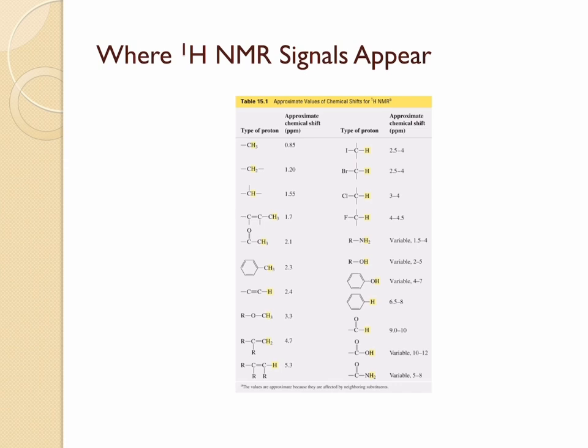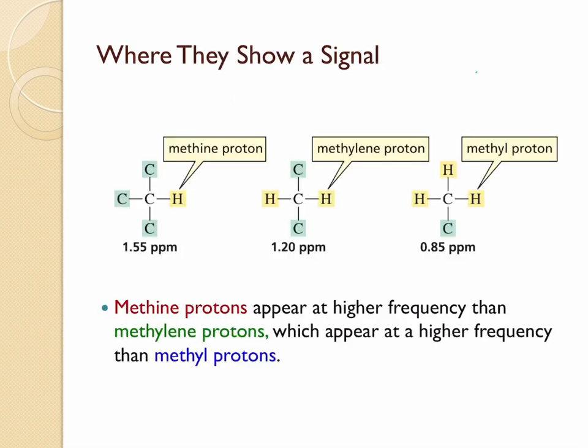You have to make sure that you know the rough values of all of these different types of protons. It is definitely important that you know at least the tentative values for these different types of protons in the NMR spectrum. Why should the methyl protons, methylene protons, and methane protons have different chemical shifts?